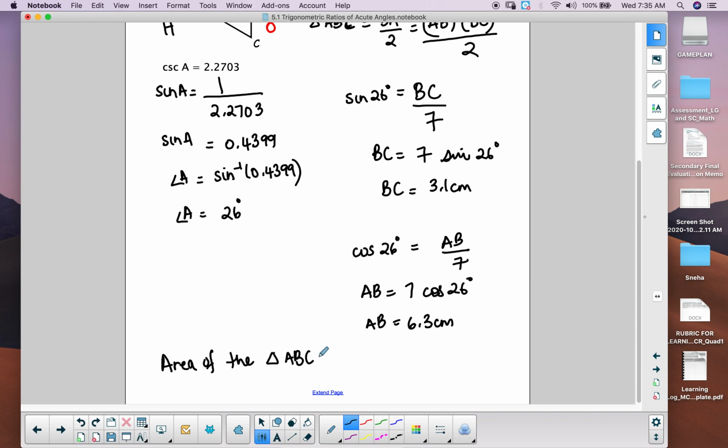It's going to be base, which is AB, which we found out to be 6.3, times height, which is 3.1, divided by 2, and that works out to, rounding the answer to 1 decimal place, 9.8 centimeters squared. That's the answer.